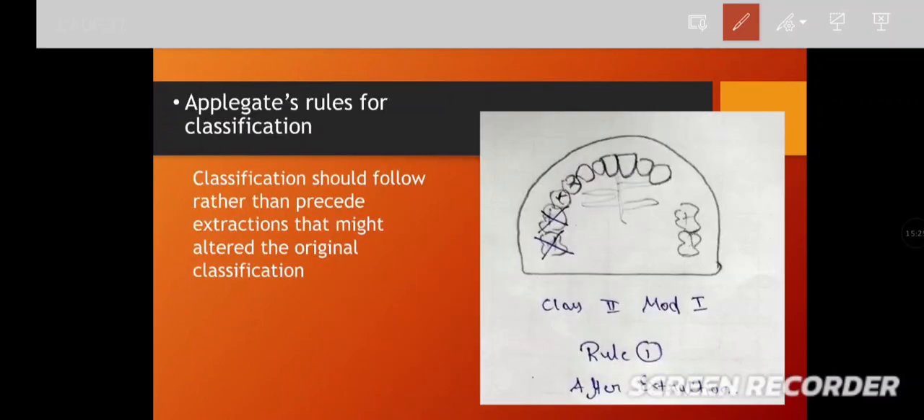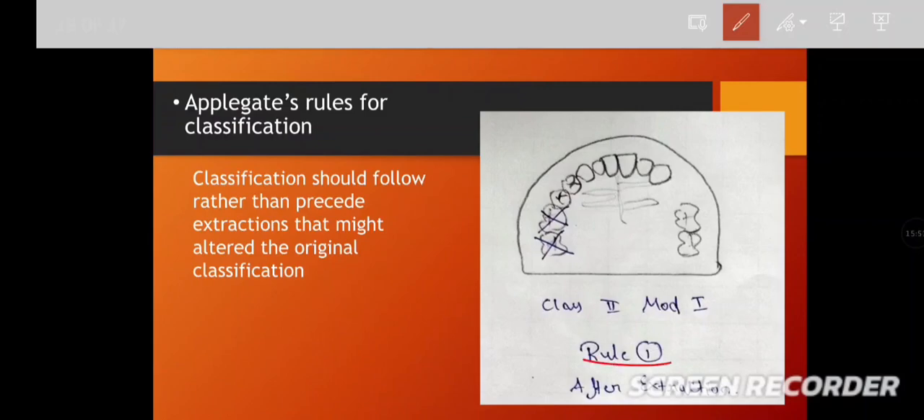Next, how to deal with these additional spaces and how to classify them in Kennedy's classification, because you have only been given 4 basic classifications. But when there are additional spaces, what to do? Then comes Applegate's rules for the classification. There are 8 rules to follow and then classify them.